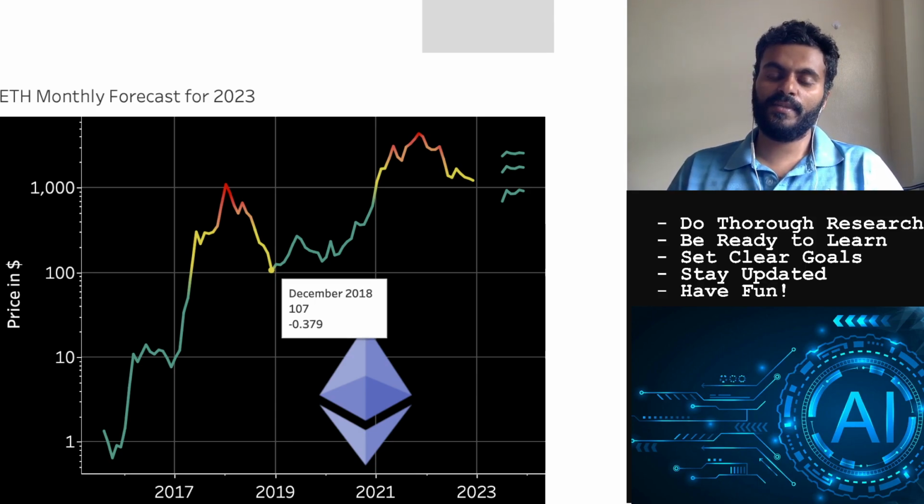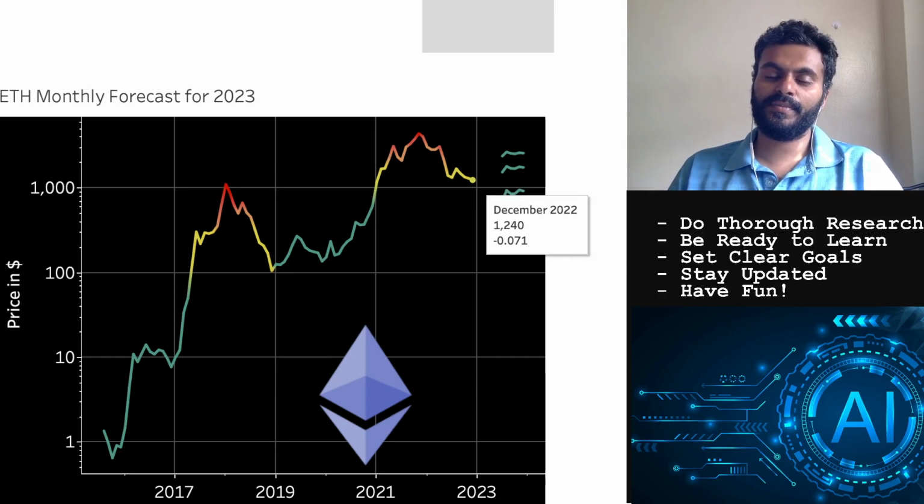What is different this time is, if you notice, in December of 2018, the z-score was negative 0.37, whereas as of December of 2022, with a price of $1,240, which is substantially lower than what Ethereum is trading at right now. Sorry, this is July. We had the last data for the month of June, and the monthly average price was higher than $1,800 at that point, and the z-score was positive 0.41.